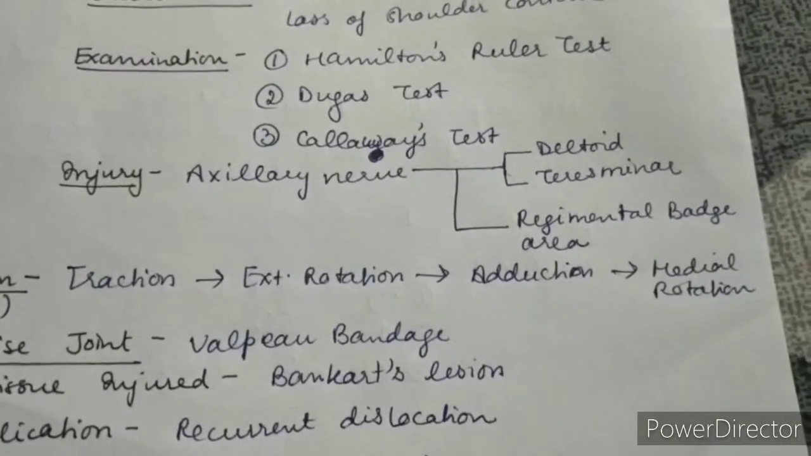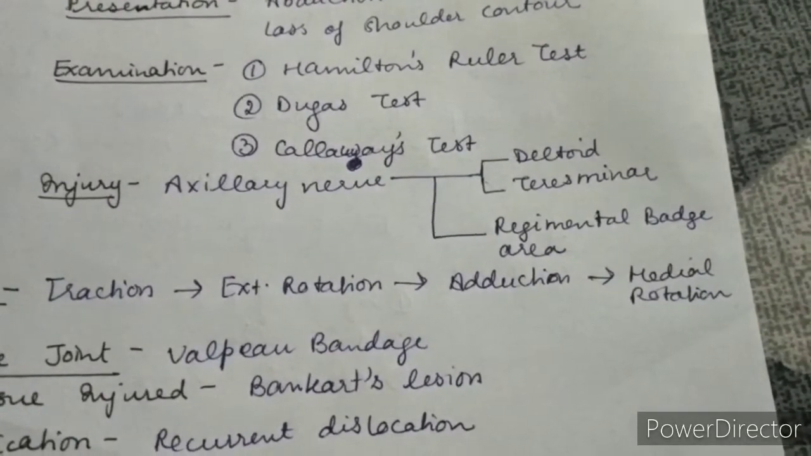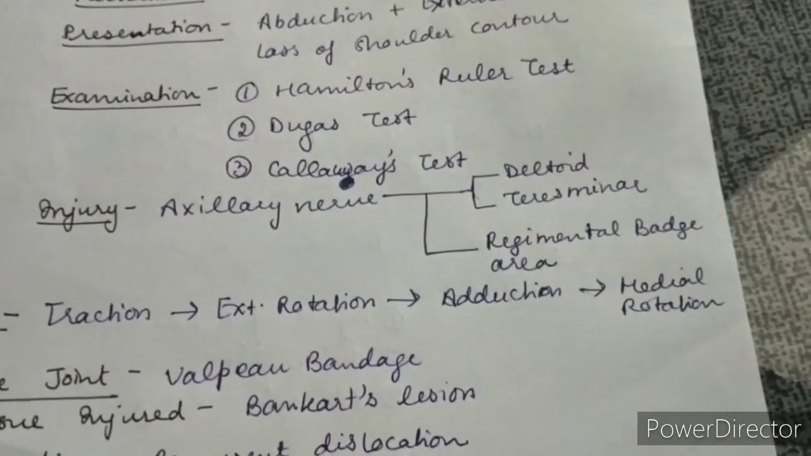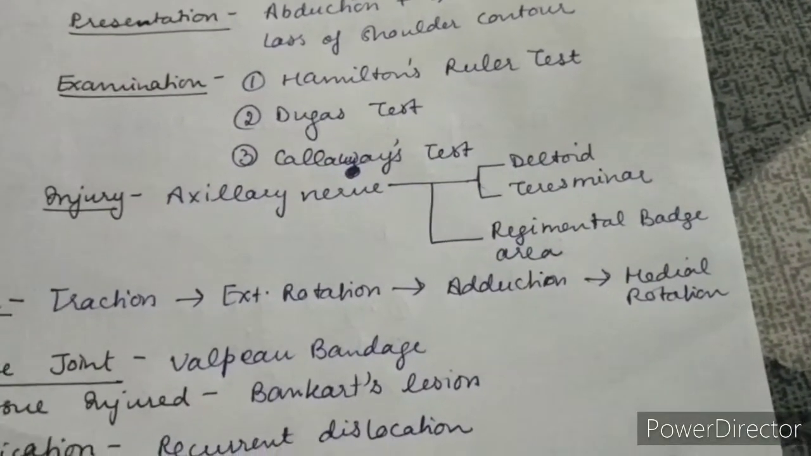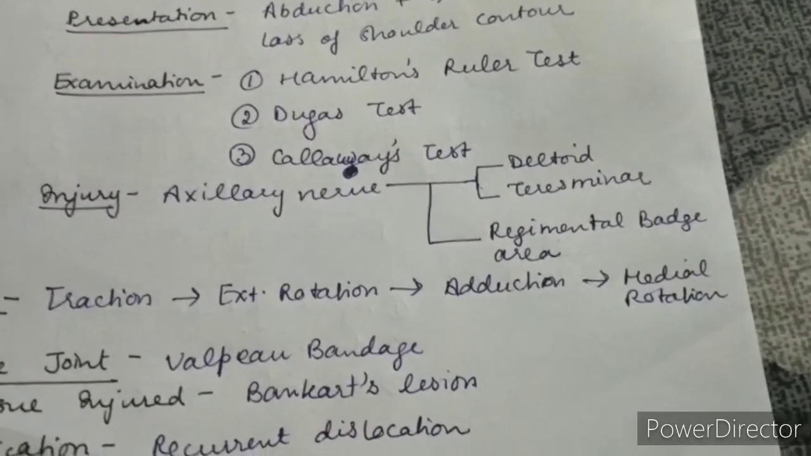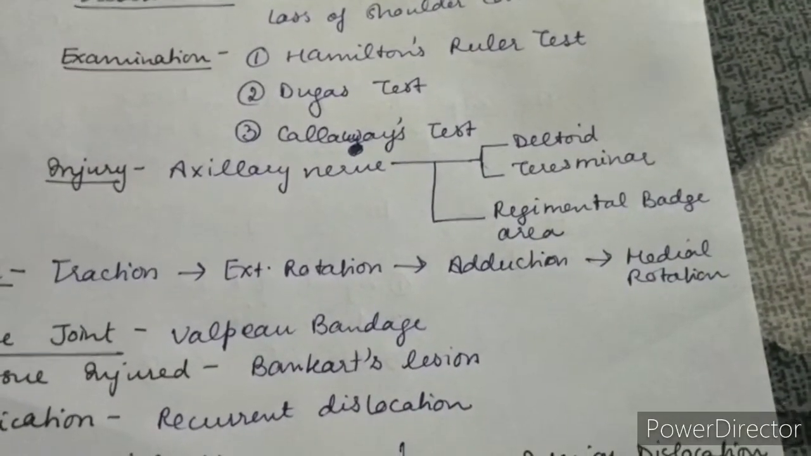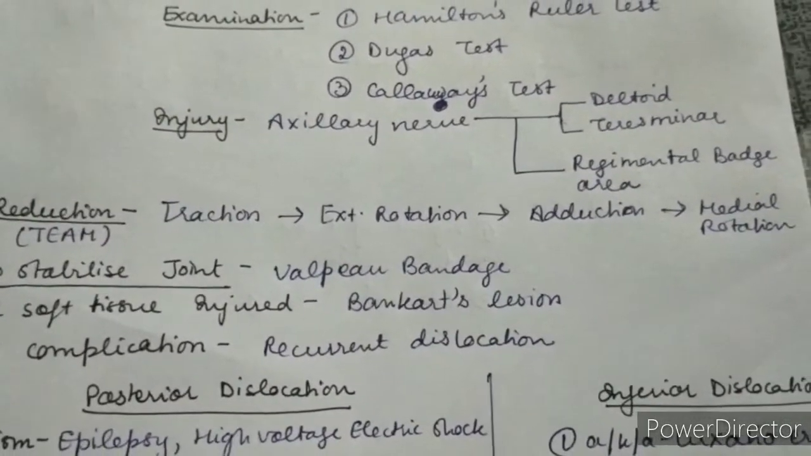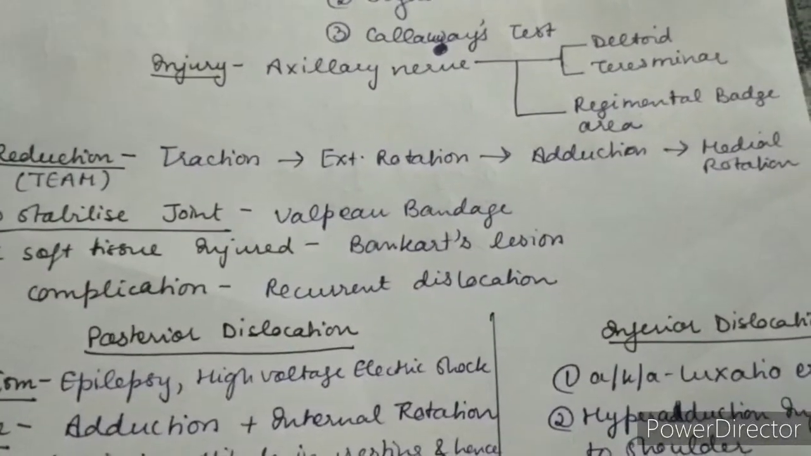There is injury of the axillary nerve. Now basically axillary nerve injury leads to motor loss of the deltoid and the teres minor muscle. Loss of the deltoid muscle leads to loss of abduction and loss of teres minor leads to loss of external rotation. Then there is a regimental badge area whose sensory supply is provided by the axillary nerve, and since there is injury to the axillary nerve, there is loss of sensation in this regimental badge area, that is known as regimental badge sign.